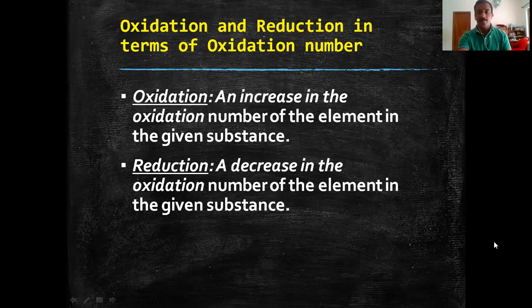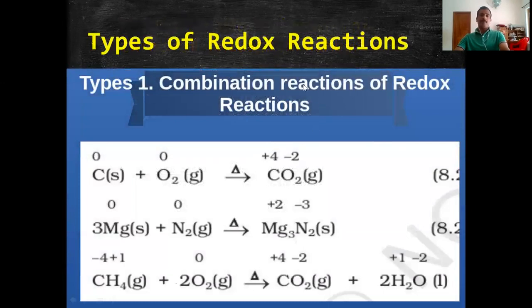Now, different types of redox reactions. Redox reactions can be classified into 4 types. The first one is combination reaction. As the name indicates, we can see the combination of 2 elements to form a compound. So here carbon and oxygen combine to form carbon dioxide. 2 elements combine to form carbon dioxide. A combination reaction. Magnesium and nitrogen combine to form magnesium nitride. A combination reaction. And these are redox reactions also.